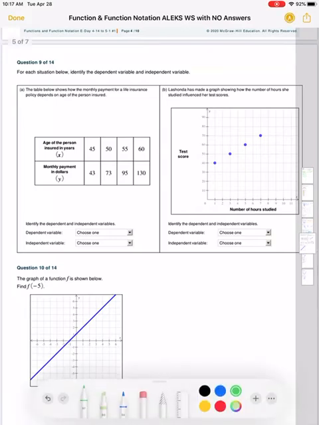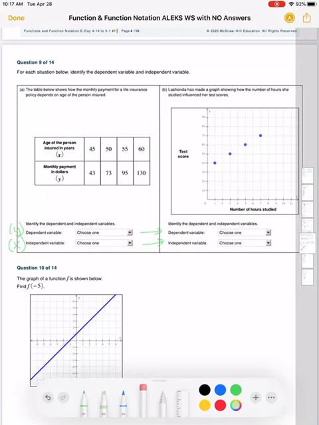Question 9 looks at a table, and then it takes your table and it plots your points. So the number of hours, nope, sorry, that's B. So it looks at a table, and it wants to know what is the dependent and what is the independent. Remember, we have talked about independent is always X, dependent is always Y. That holds true for part B as well. So that one should be pretty straightforward.